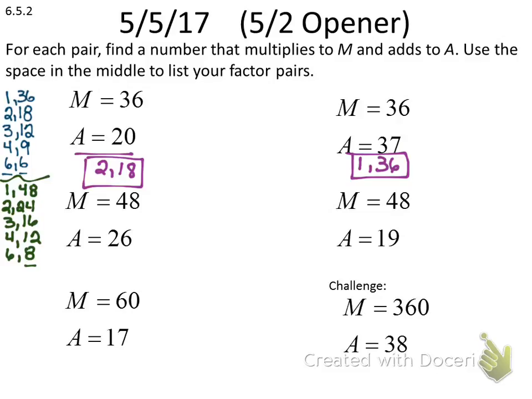Now I'm ready to go to my A, which means add. Which of those factors can I add together to get 26? So again, I'm going to start at the top. 1 plus 48 equals? Not it. 2 plus 24 equals? Does that equal my A? Yeah, so I'm done. So my answer is 2 and 24.